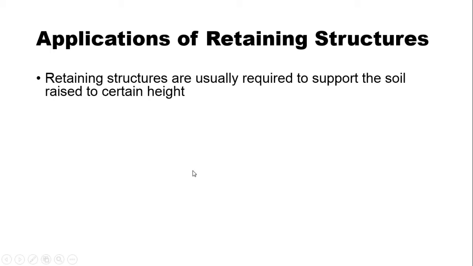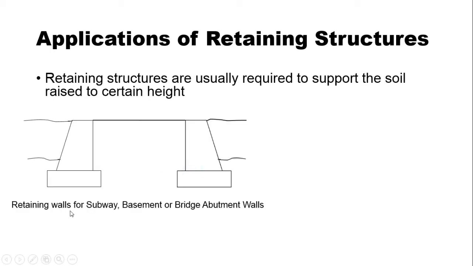The example of that can be a subway, where we want vehicular traffic to pass below and lay a railway track above it. For this purpose, we are required to raise the original ground level to a certain height, but then soil will not stand on its own, and in that case, we require to support this soil by some structure which we call a retaining structure because it retains the soil behind it.